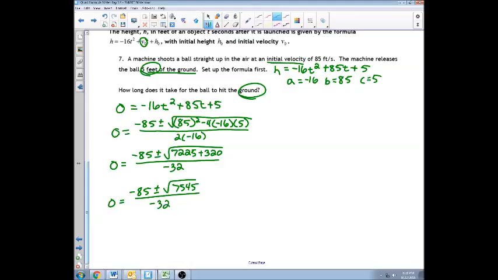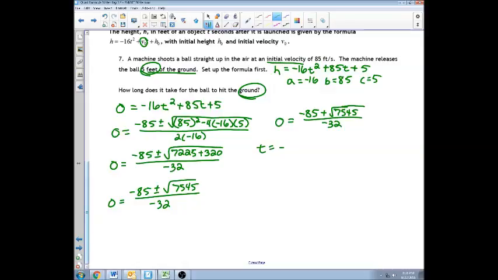At this point, I would try to take the square root of 7,545 and see if it comes out to a whole number. It will not in this case. So in order to keep this as perfect an answer as possible, I'm just going to type these things straight through my calculator. The next step would be to split up my two equations. It'd be negative 85 plus the square root of 7,545 over negative 32. So I'm going to type that numerator straight into my calculator, hit enter, then divide by negative 32.